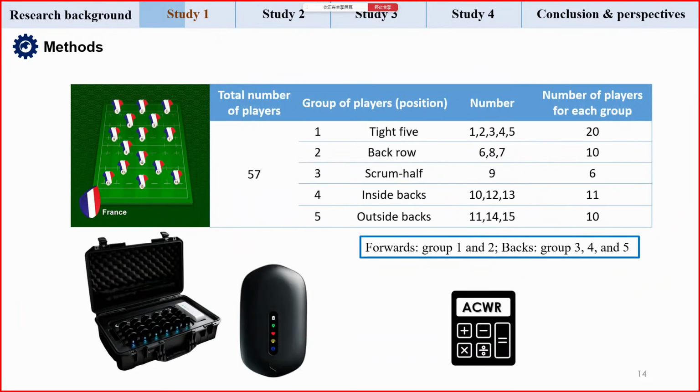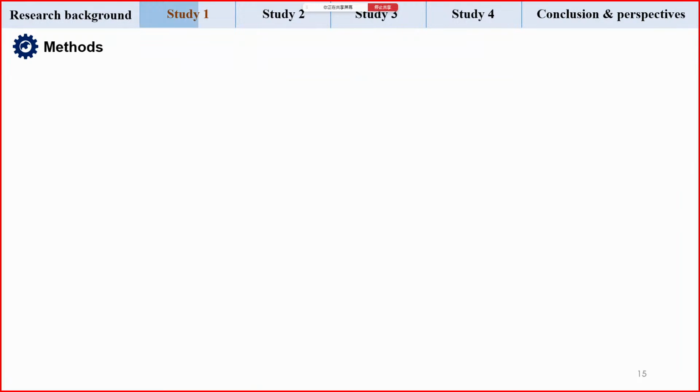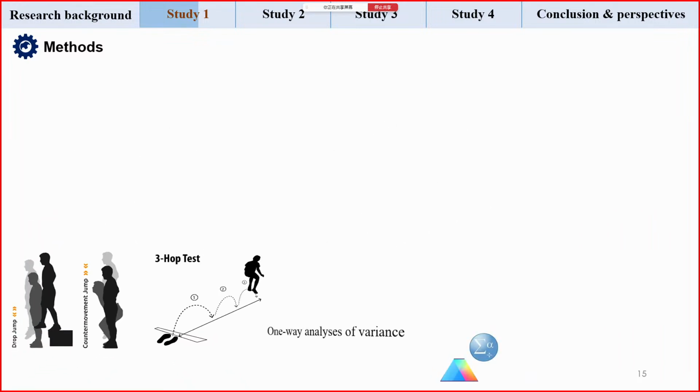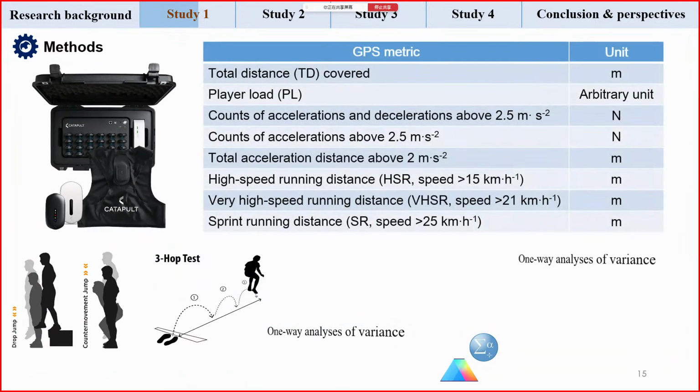A total of 57 players were divided into 5 groups, and the calculations were made based on GPS data for each group. The physical tests, including drop jump, countermovement jump, and triple hop test, were compared using one-way ANOVA. And all the GPS metrics used in this study are presented in this table. They were also compared using one-way ANOVA.